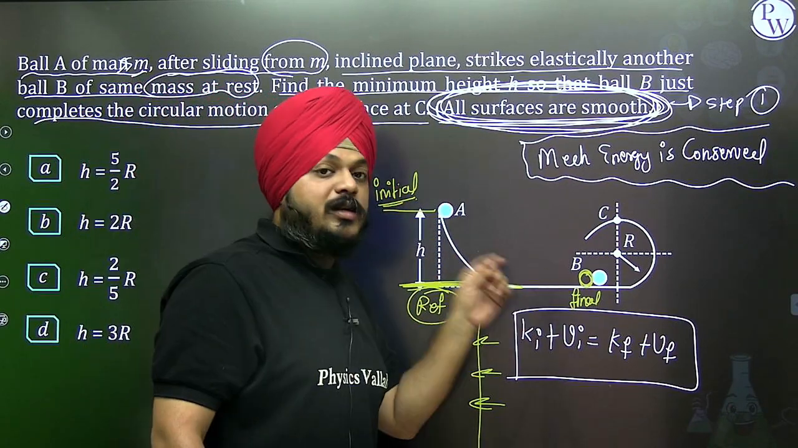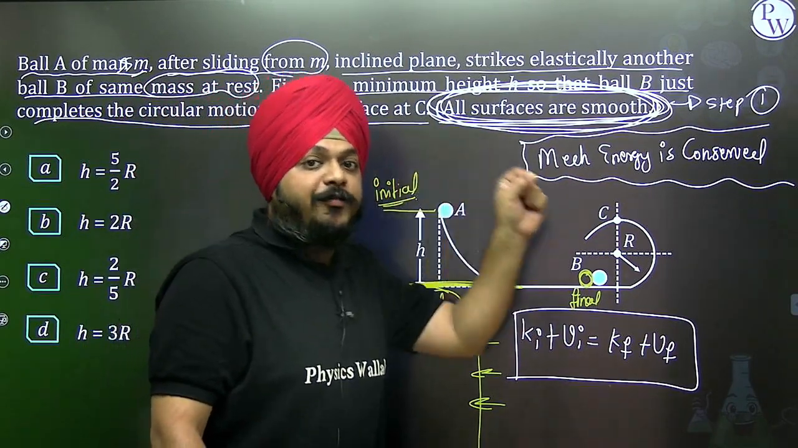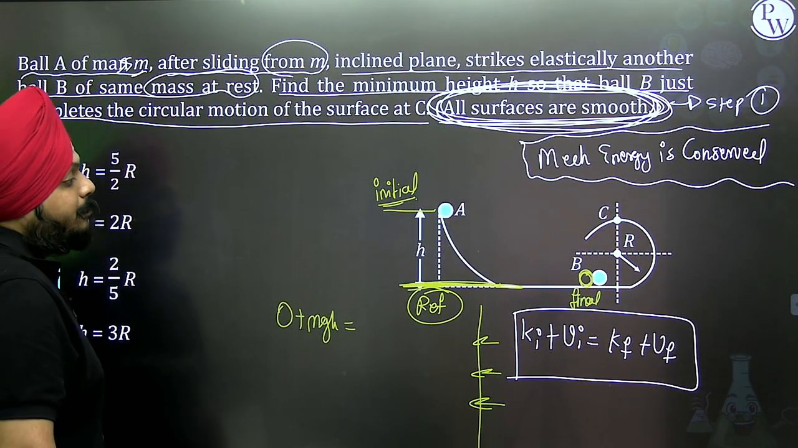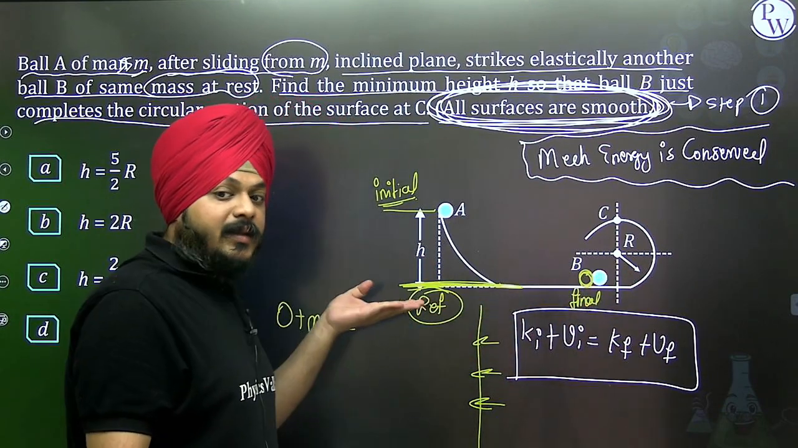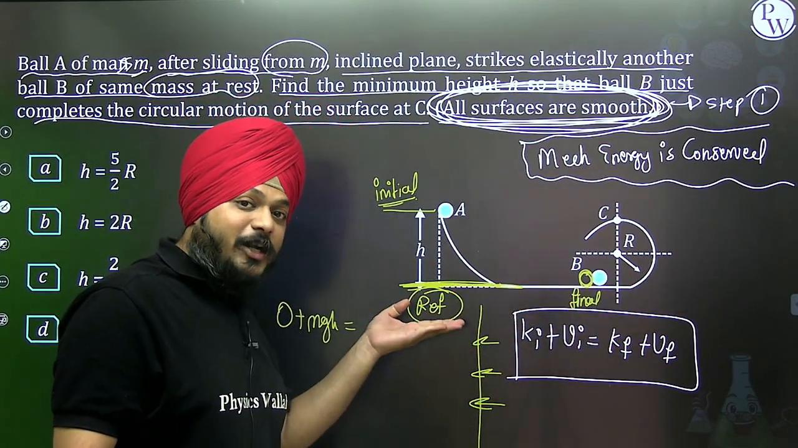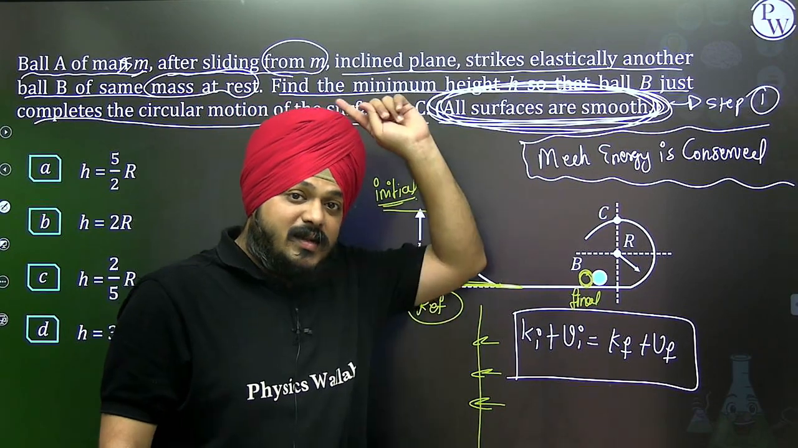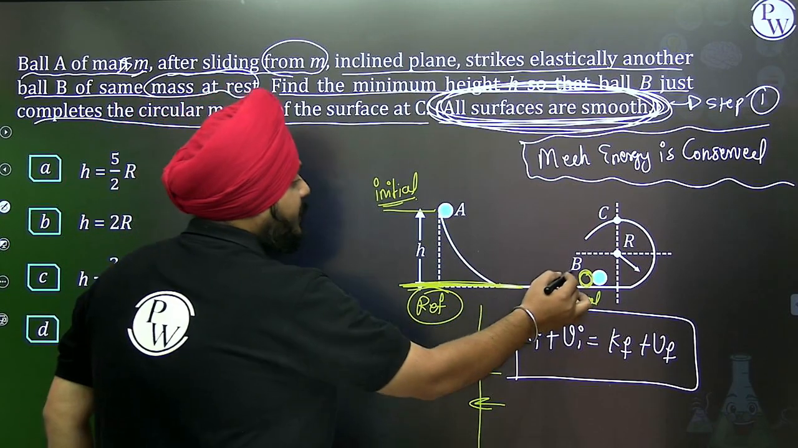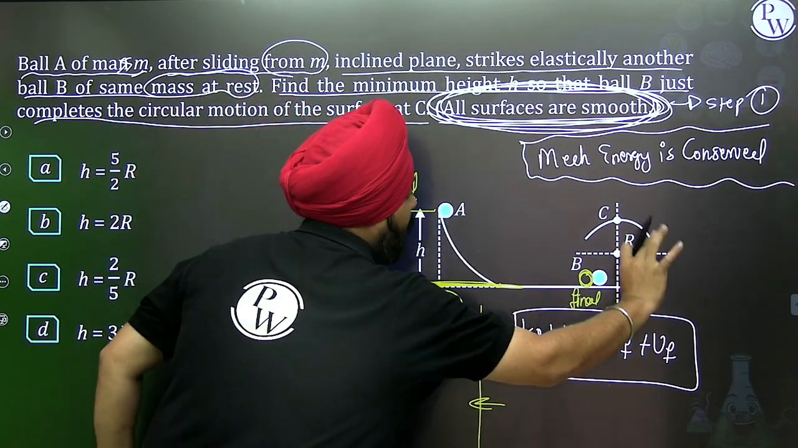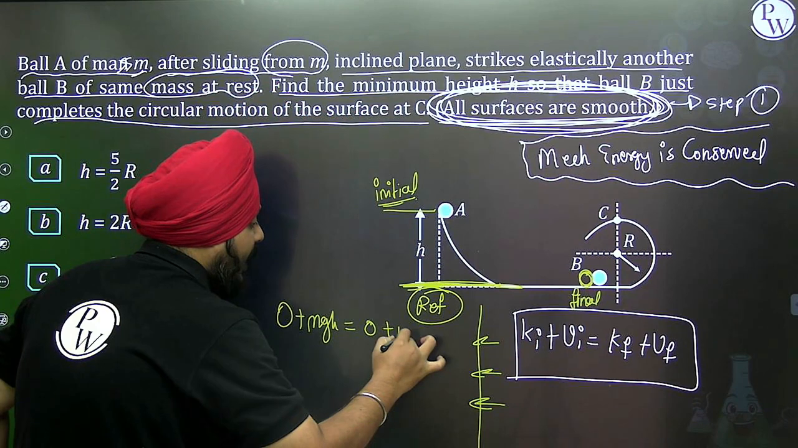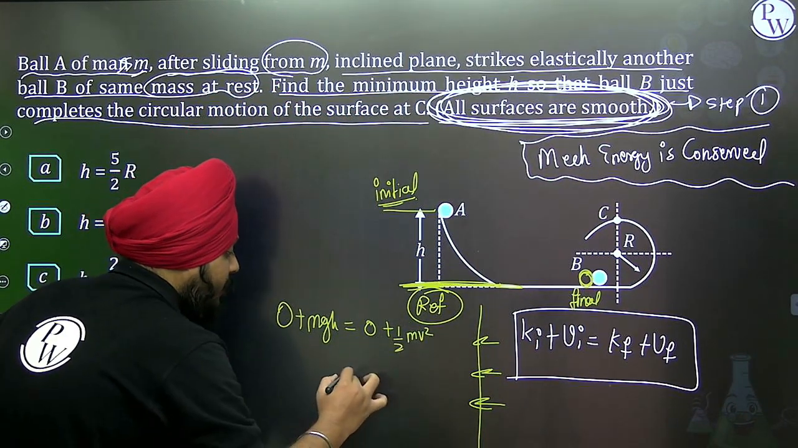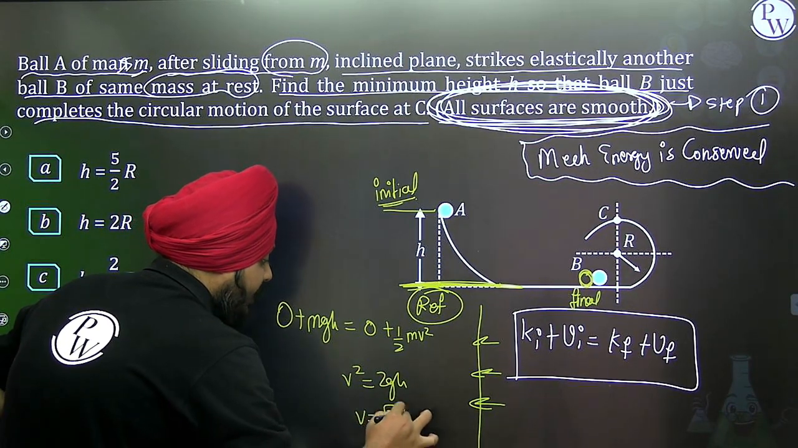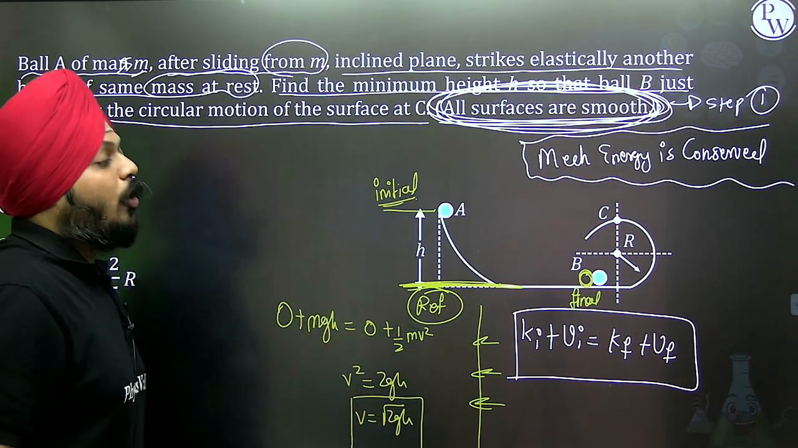At final position, a moment just before the collision, it is on the reference line. At the reference line, gravitational potential energy is zero. This thing we have discussed in the lectures. So the final potential energy is zero, and at this moment, the entire potential energy got converted into the kinetic. So it is half mv square. So before it strikes, it is having the velocity under root of 2gh.